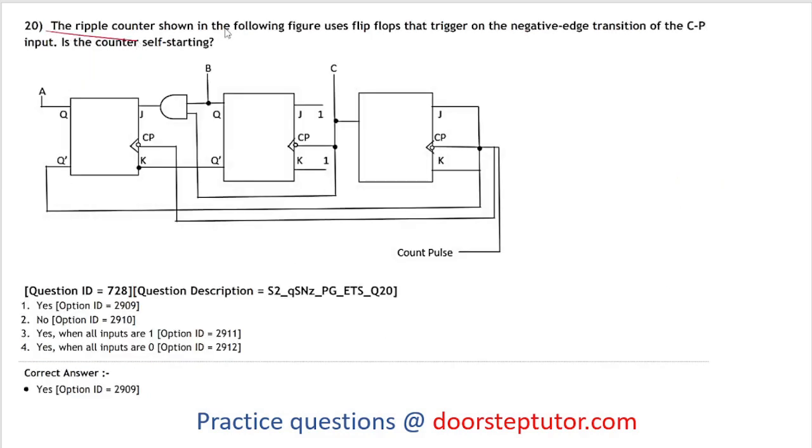Is the ripple counter shown in the following figure, which uses flip-flops that trigger on the negative edge transition of the clock pulse input, a self-starting counter? This is the diagram of a ripple counter and we have to identify whether it is a self-starting counter or not. Before that, we should understand one thing: what is a self-starting counter? In the counters, we have discussed what are valid states and what are invalid states.